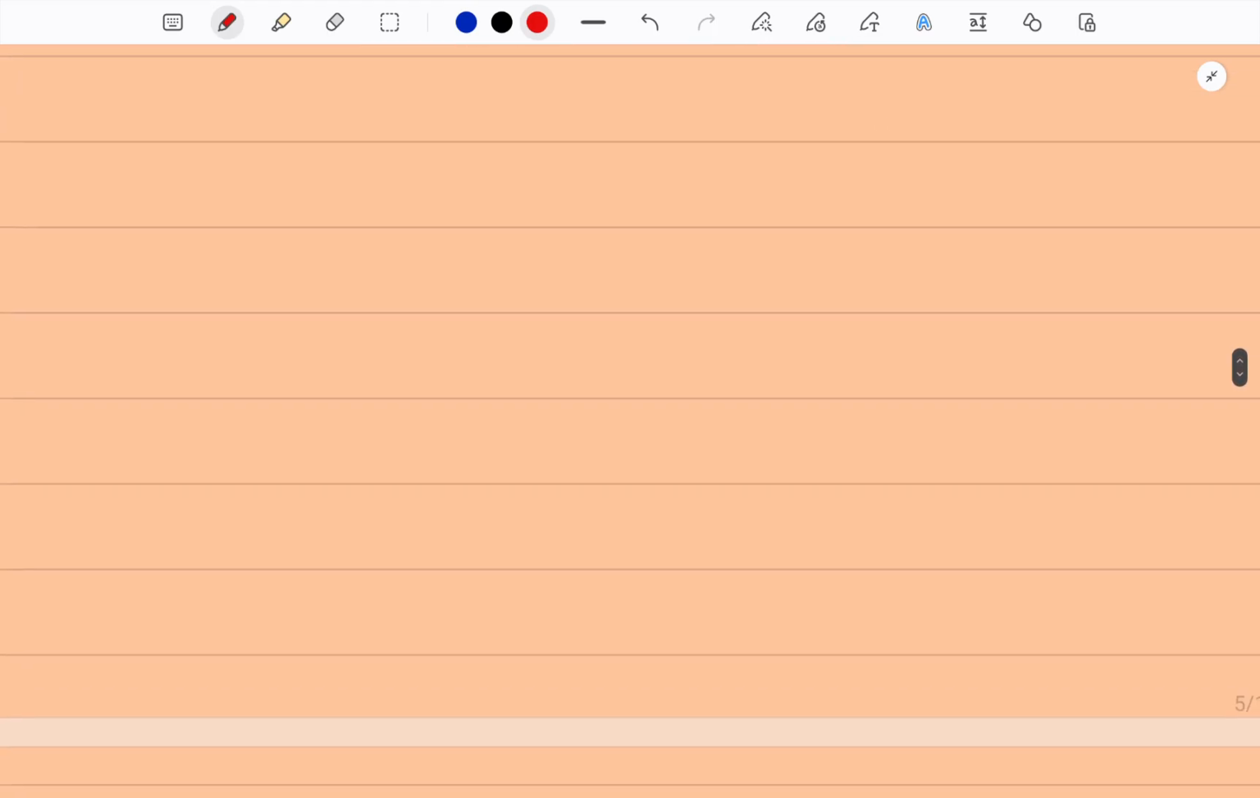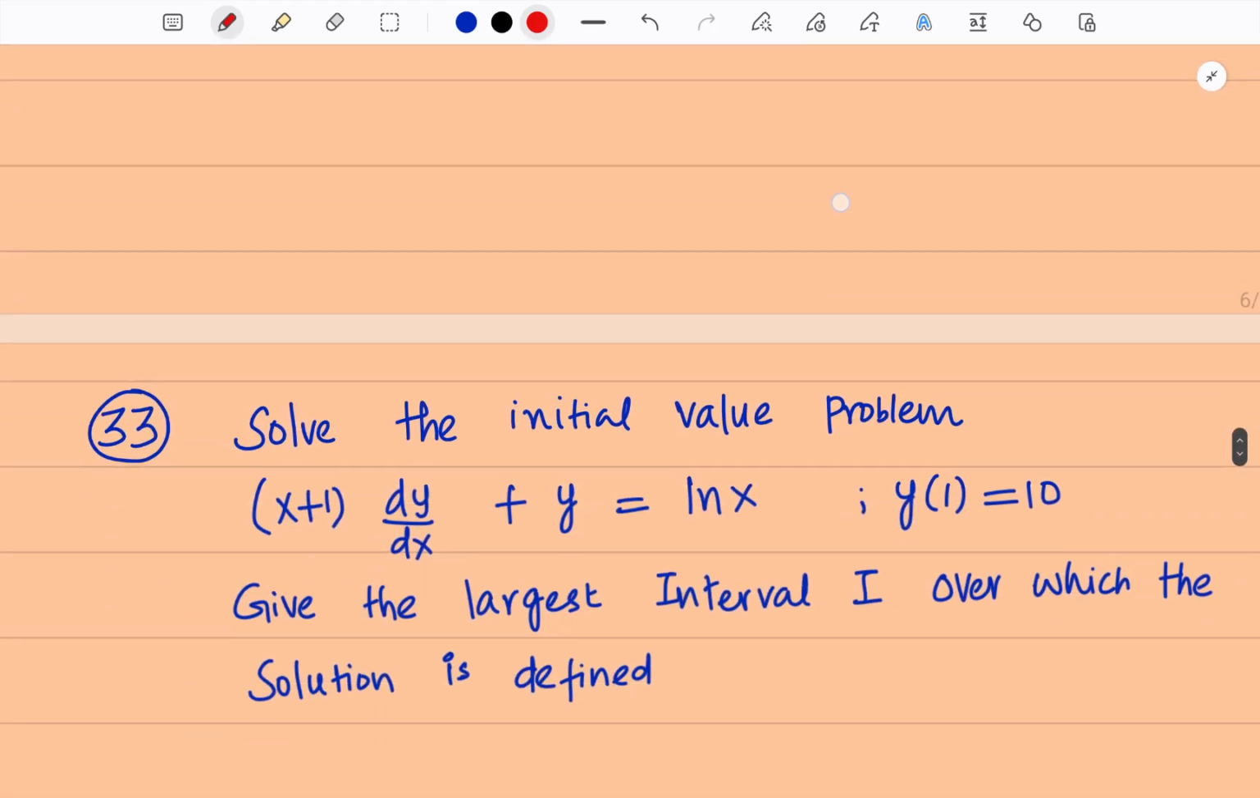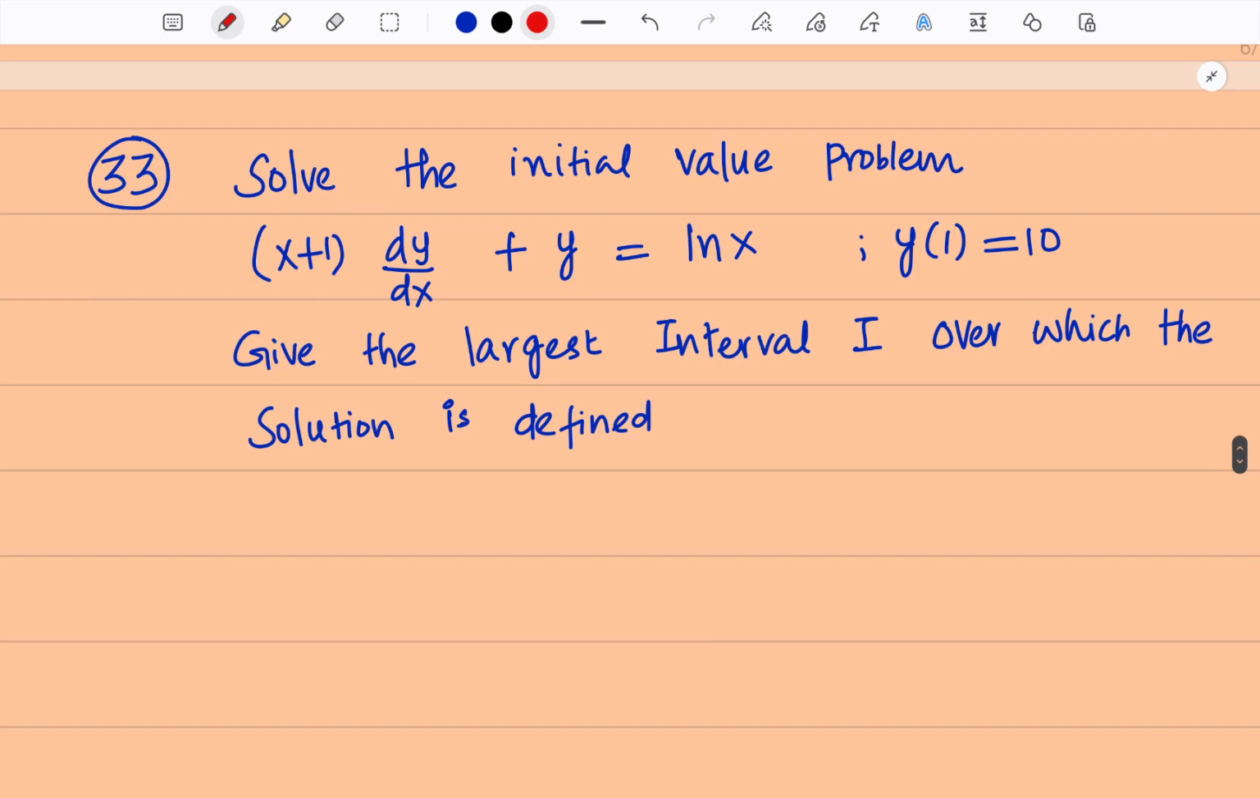Now we'll go to the next question. Solve the initial value problem: x plus 1 dy by dx plus y is equal to ln x, y of 1 is equal to 0. When this condition is given, you are going to find the value of C. And in this question, they are asking to give the largest interval I over which the solution is defined. So they are asking only the largest interval. They are not asking the transient term. But still, I will explain the transient term in this equation. Nothing wrong in that.